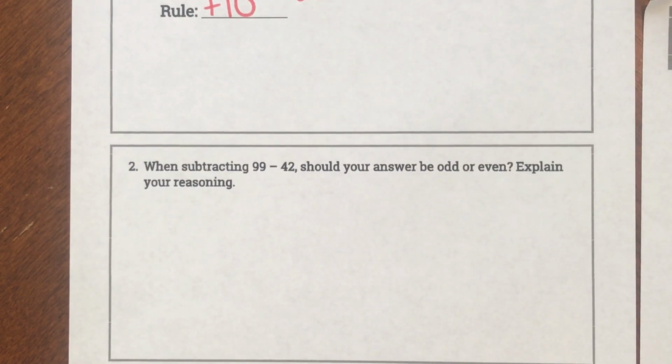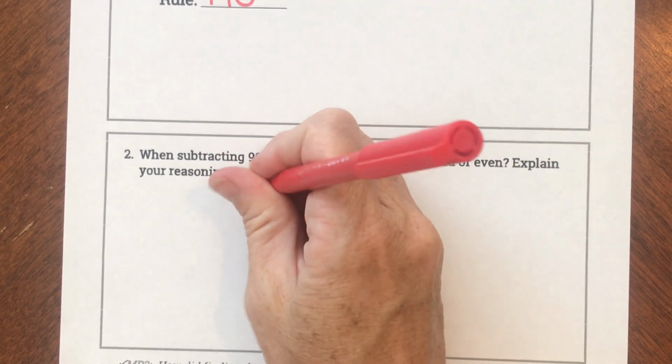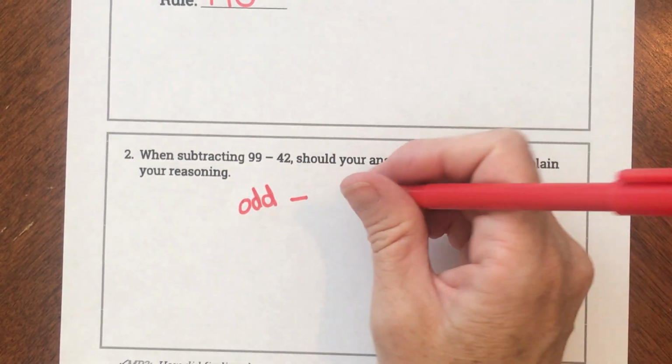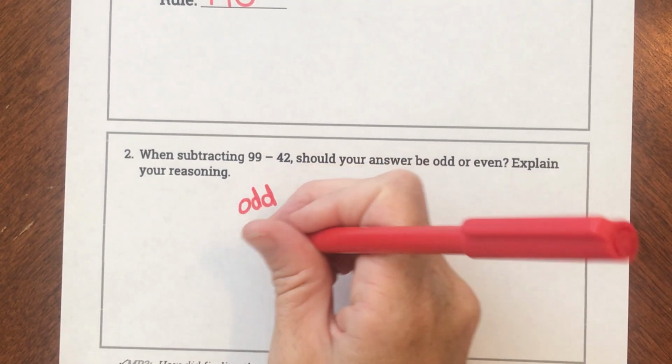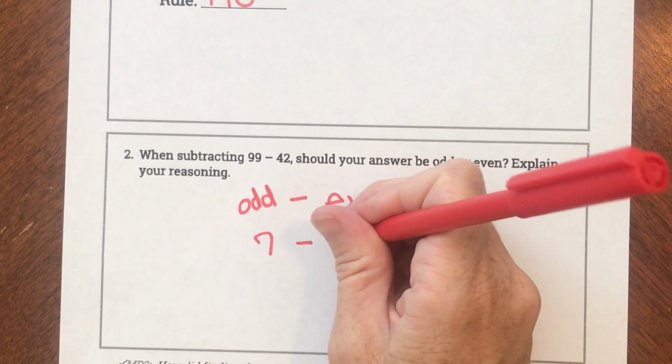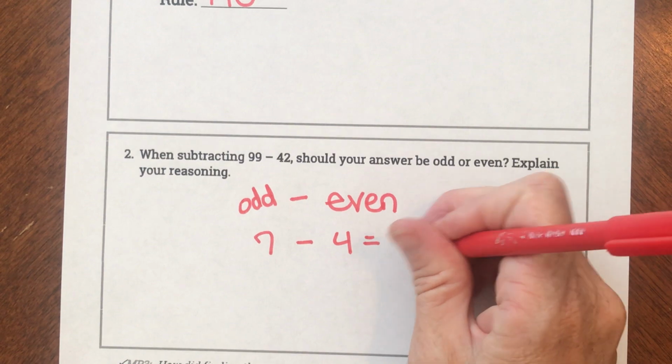When subtracting 99, take away 42, should your answer be odd or even? Explain your reasoning. Well, I don't need my hundreds chart for that, but let's think about this. 99 is odd, and if I take away 42, which is an even, what do I think? Well, there's a few ways I could do this. I could just try some smaller numbers. So I might take away a smaller odd, 7, take away a smaller even. So 7's odd too, and 4's even. What would I get? 3?